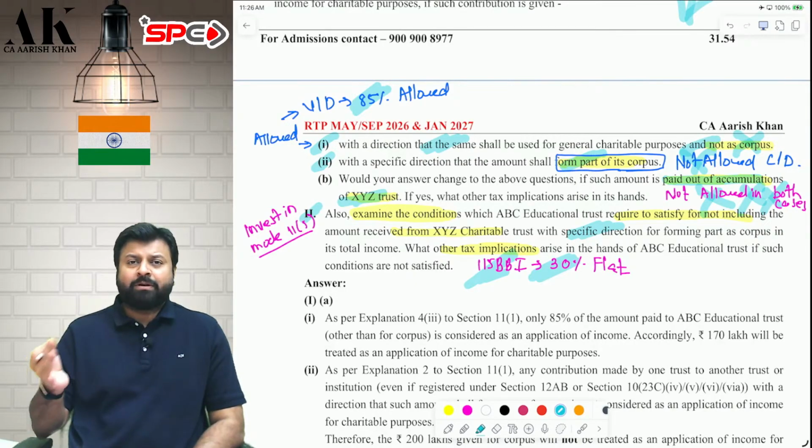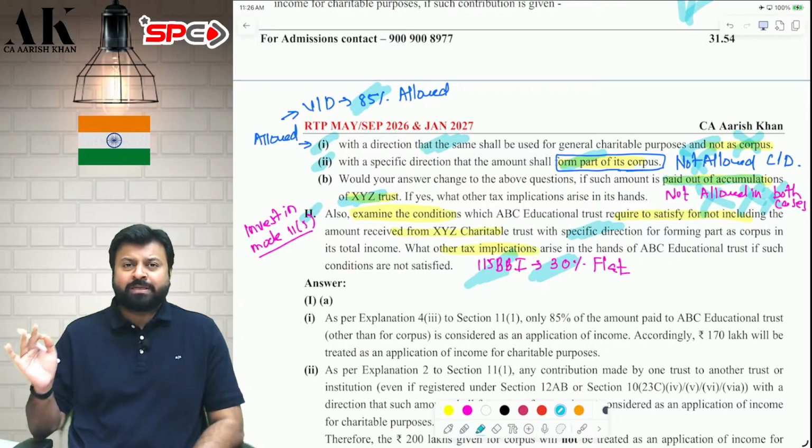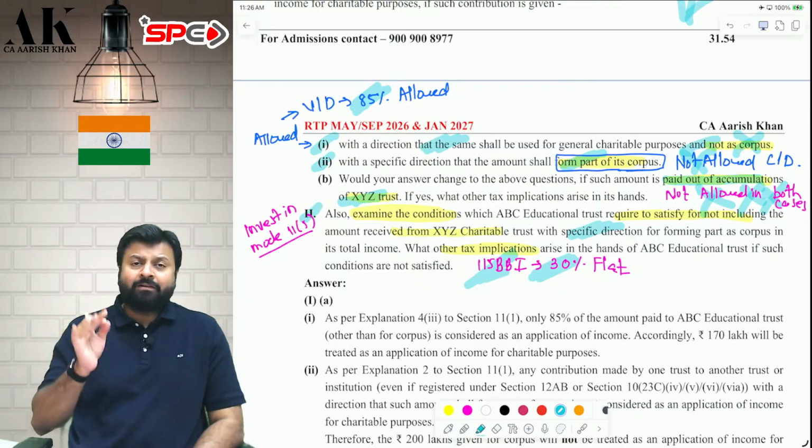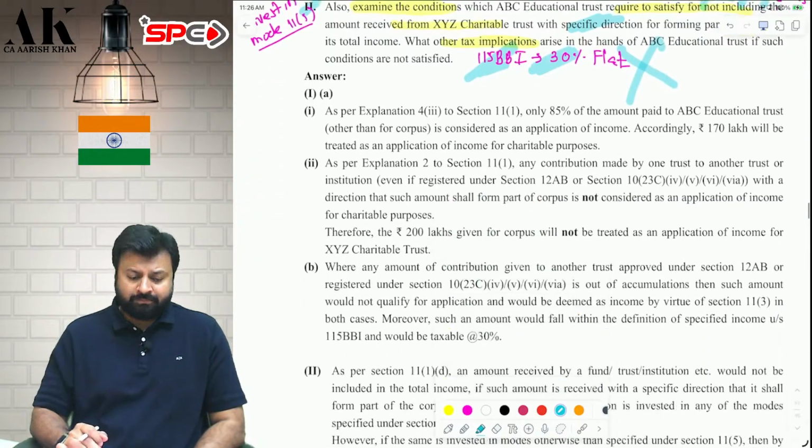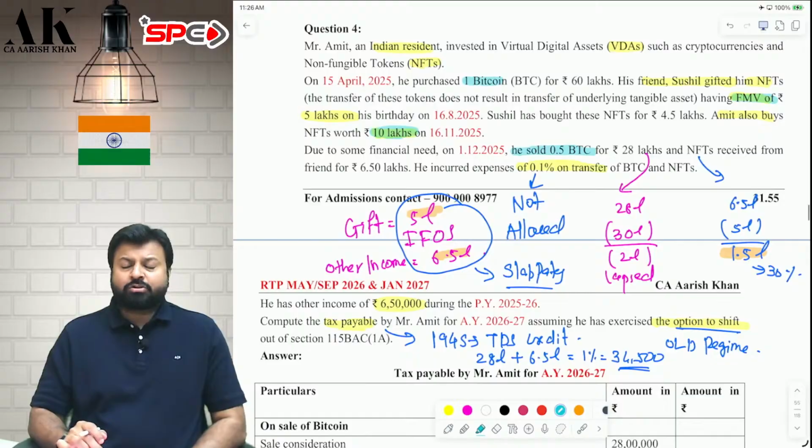So the rule is very simple. When you receive corpus donation, deposit it in the mode specified in 11.5. If you do not deposit in the mode specified in 11.5, then it will be taxable at 30% under 115BBI, plus surcharge if applicable, plus cess. No deduction of any expense will be allowed under 115BBI. I hope it is clear to all of you. Let's go to the next question.